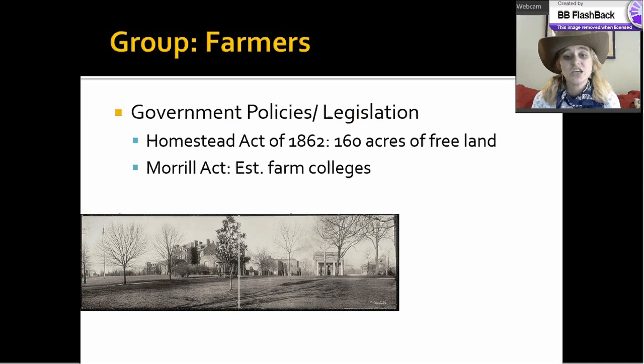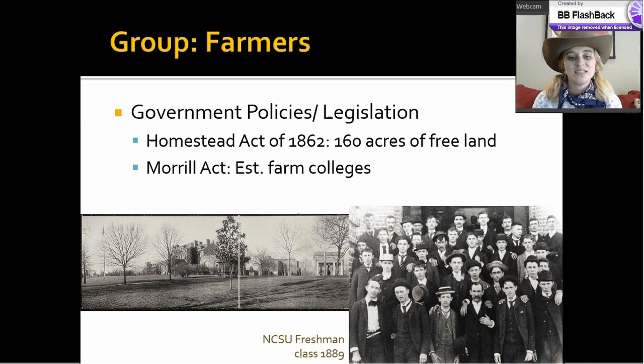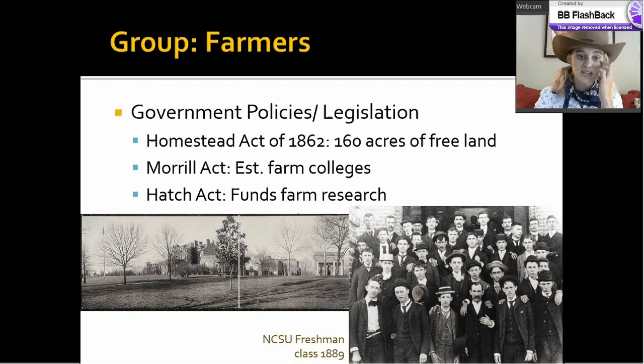So you can see here that there is some photographs of the early campus of NC State. This is the very first freshman class of NC State here. And their job, as I said, is to try and improve and research the new agricultural techniques. And that's funded partly by the Hatch Act. So this is money that the government gives to these new colleges in order to fund this research and crossbreeding and other sort of things. So they do work really hard to try and improve agriculture across the country.